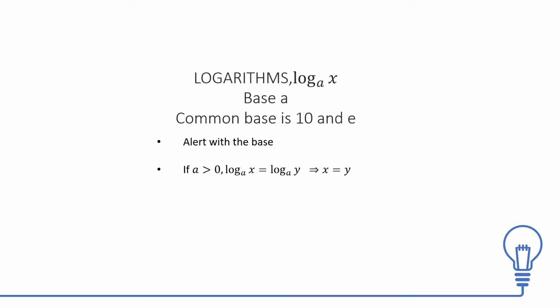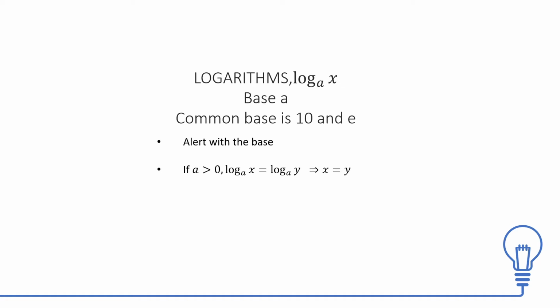Okay, now we go to the third one, which is logarithm. Logarithm is the twin of our index. So we always need to check the base. And over here, as you learned in chapter 1, we have two common bases. The first one is 10, the second one is e.